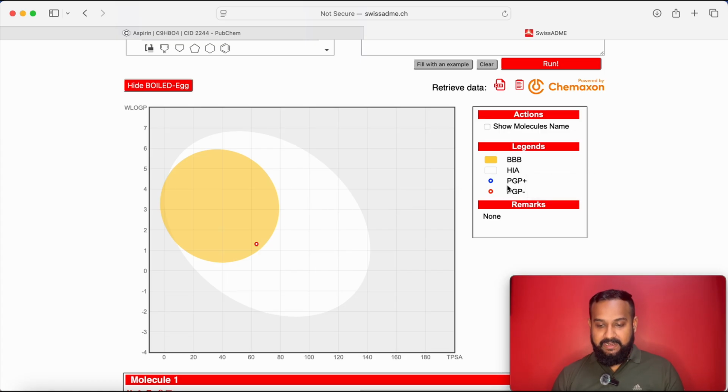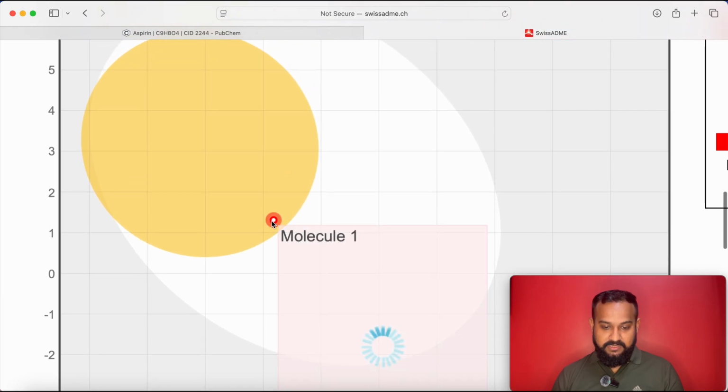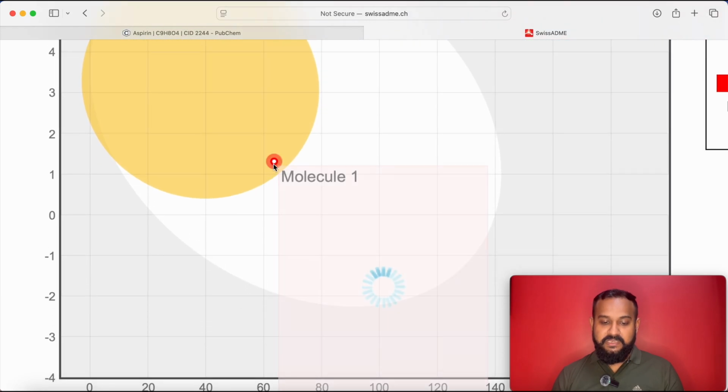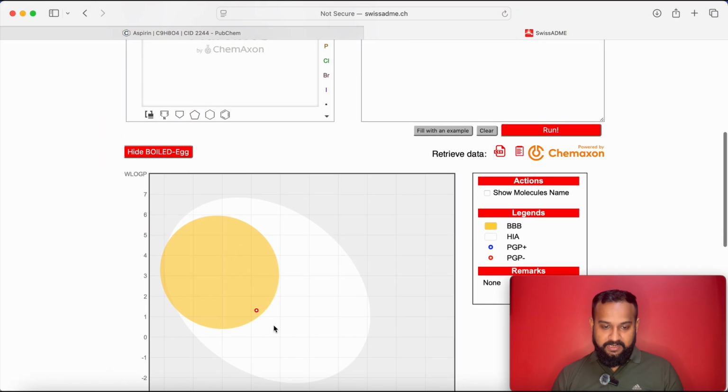Likewise, PGP minus is red and PGP plus is blue. So this is PGP minus, because this is red here. If I zoom in, you can see the red falling in here. This is the molecule. Why is it showing molecule 1? Because I have only attached one. If I attach multiple of them, multiple will fall at different places.